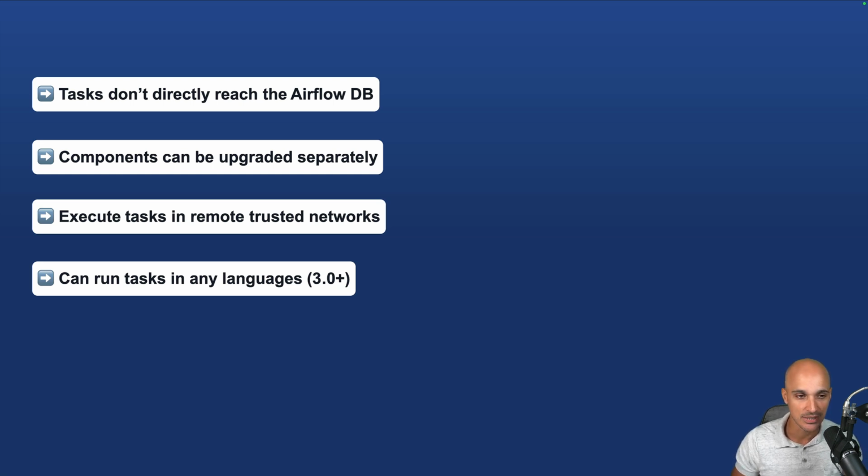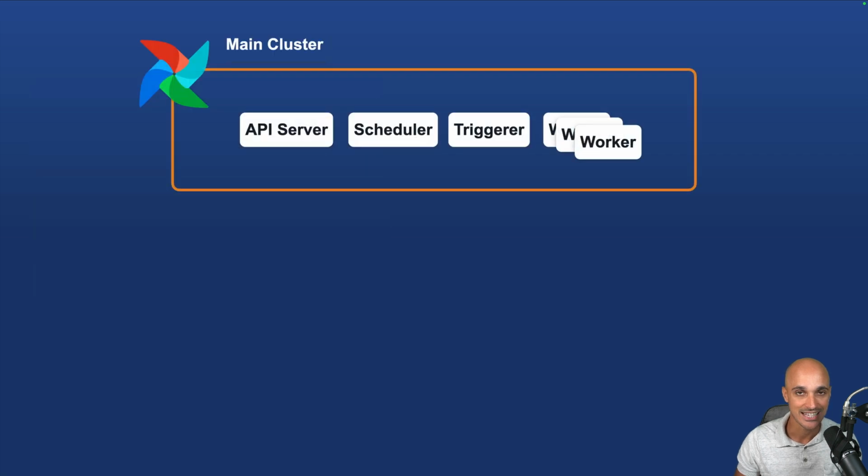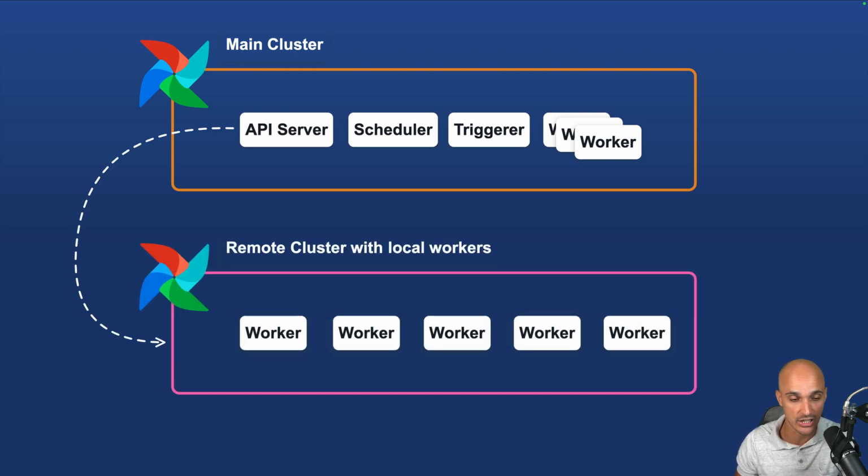Back to executing tasks in remote trusted networks, this is possible with the new EdgeExecutor. So the way it works with the EdgeExecutor is that you have your main cluster with your Airflow components as well as some workers, why not? But what you can do now with the EdgeExecutor is to run your tasks anywhere you want in a remote trusted location. For example, here in a remote cluster with local workers. And this is possible with the API server that separates your Airflow main components from your workers where tasks run.